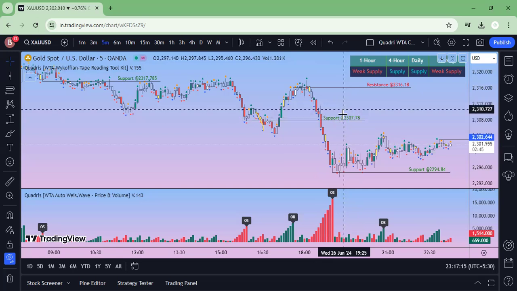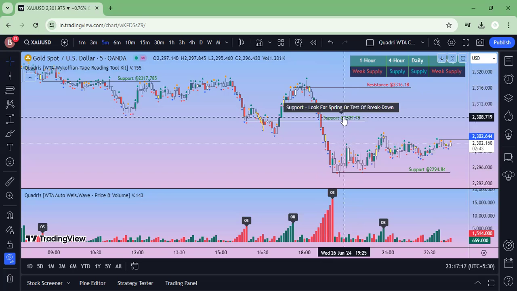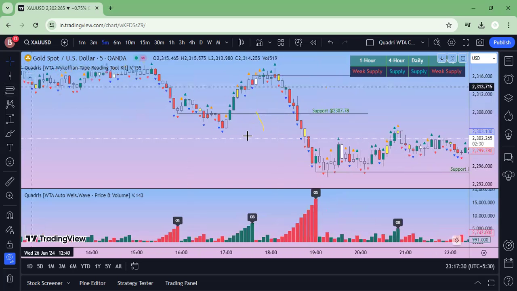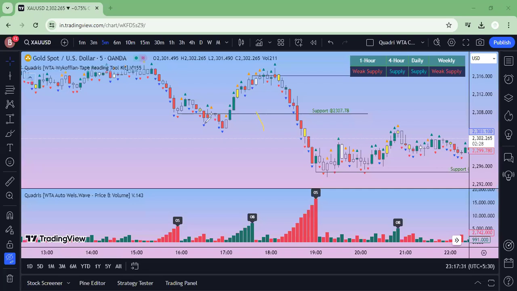look for a spring situation. Spring is a trade setup. In future, if time permits, I'll make a video on spring and upthrust also, and test of breakdown. So here we got one opportunity. Market slid downwards. It came back. It tested. There was a no demand or supply kind of thing.